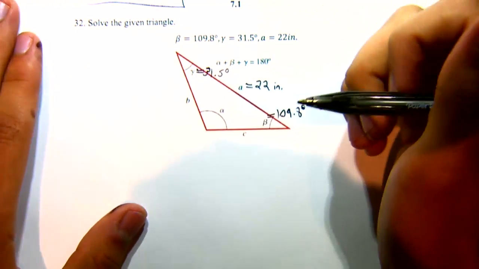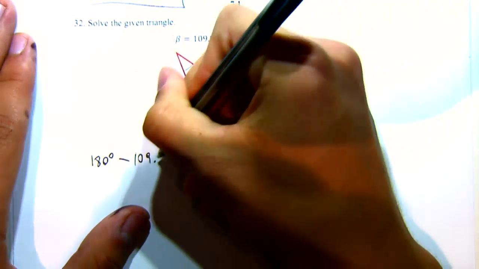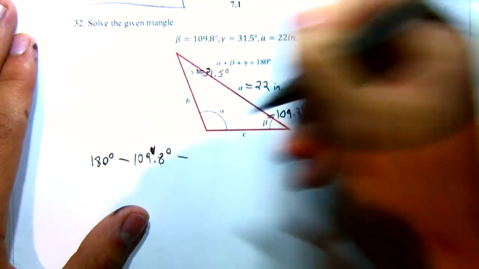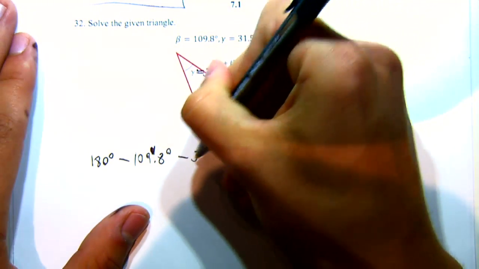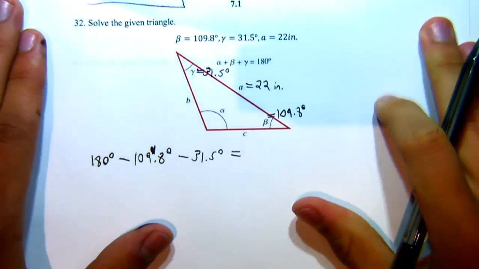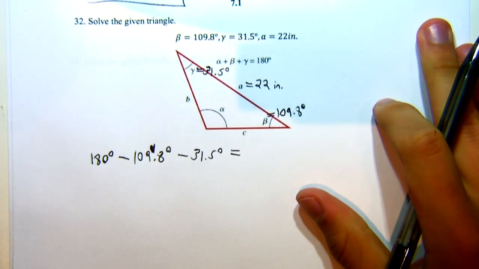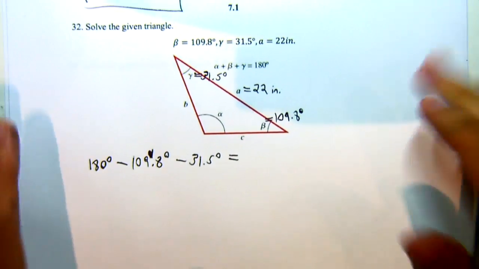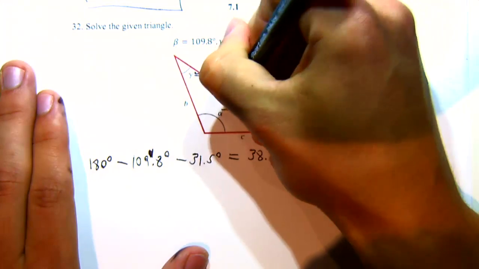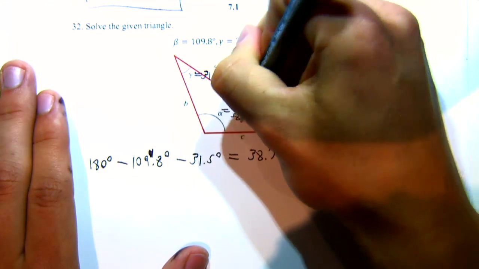All right? So just write this: 180 degrees minus 109.8 degrees minus 31.5 degrees. So that's going to give us 38.7 degrees. So alpha is equal to 38.7 degrees.